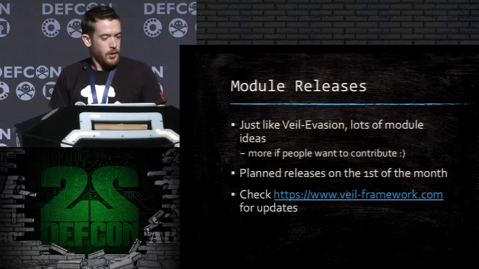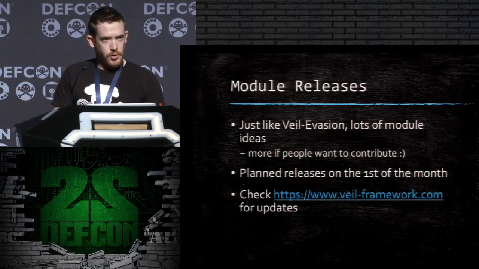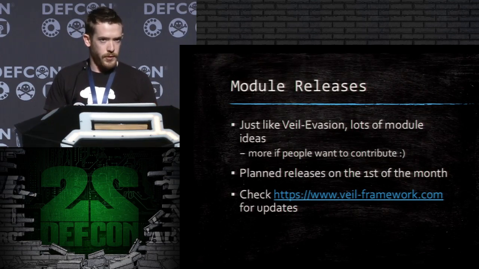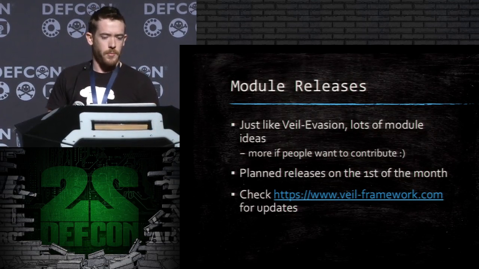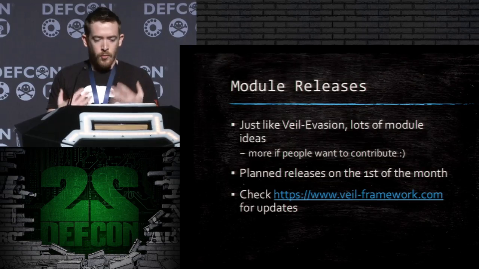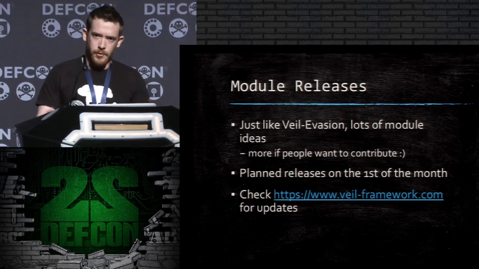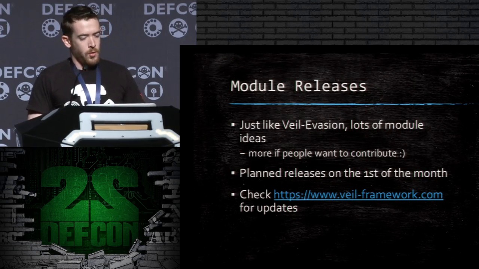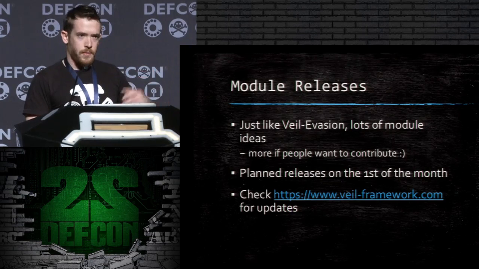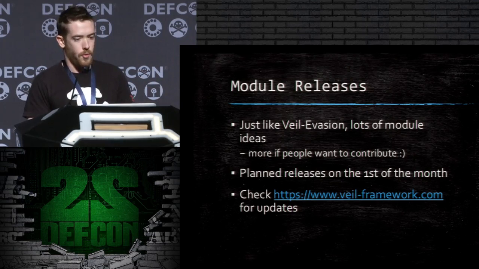A few last things. So module releases. With Veil-Evasion, we have something called V-Day, where on the 15th of every month since last September, we've released at least one new payload module. So for Pillage, the plan is for at least a few months to try to release at least one new post-exploitation module on the 1st. This is going to be pushed to GitHub, which I'll have at the end, and also check veilframework.com for updates.